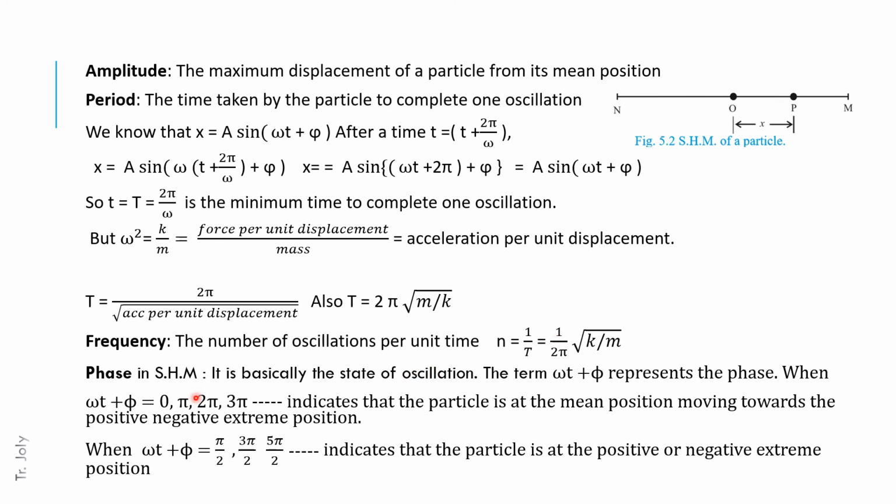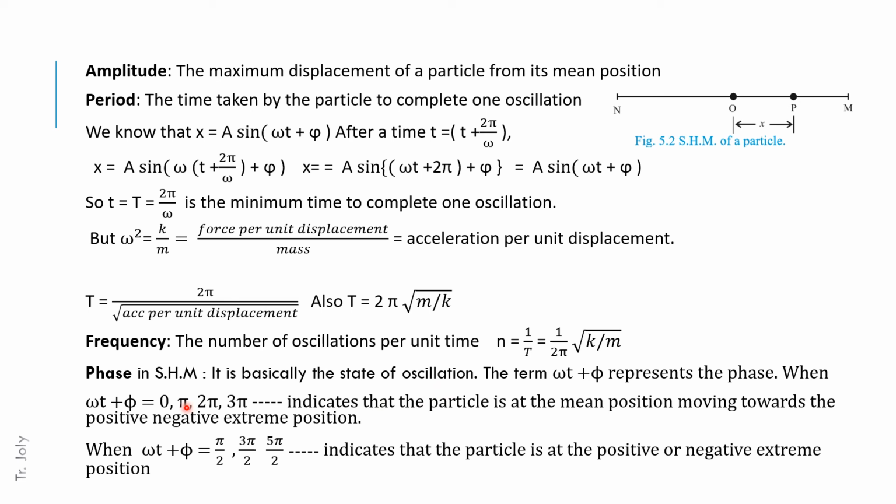Next, another definition: what is meant by the phase in SHM? In this equation x equals a sin(omega t plus phi), this omega t plus phi is known as the phase of SHM. Phase means it is the state of oscillation. What is meant by the state of oscillation? It means the magnitude and direction of displacement of a particle at the given instant. We can also say that it is the phase.